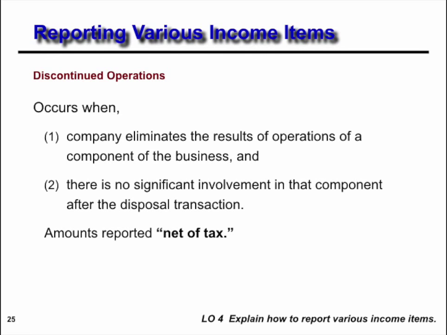So that means that the income or losses from the discontinued operations are reported separately from the operating income on the income statement because it consists of earnings from a segment of the business that no longer exists, and that amount is reported net of tax.